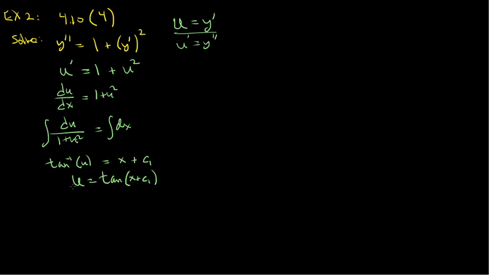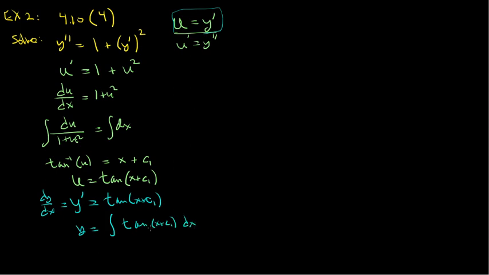Okay, so great, we solved for u, but remember, that wasn't the original problem. We wanted to solve for y. So we just have one more step to do, one more integral. u is just y prime, which is dy by dx. So I think we can just do this integral directly. y is just going to be the integral of tangent of x plus c1.